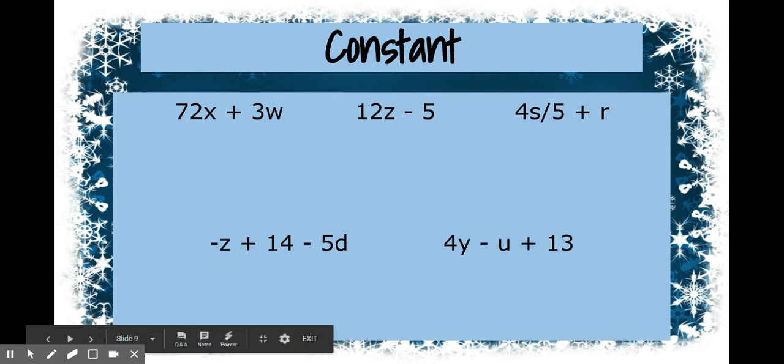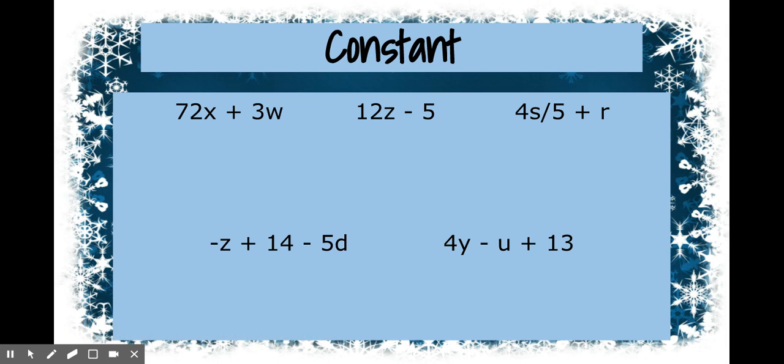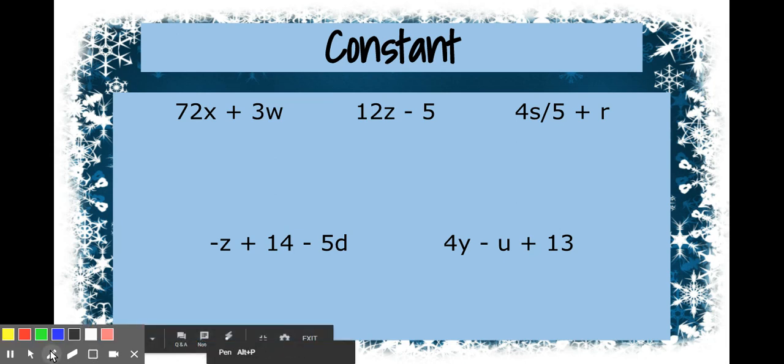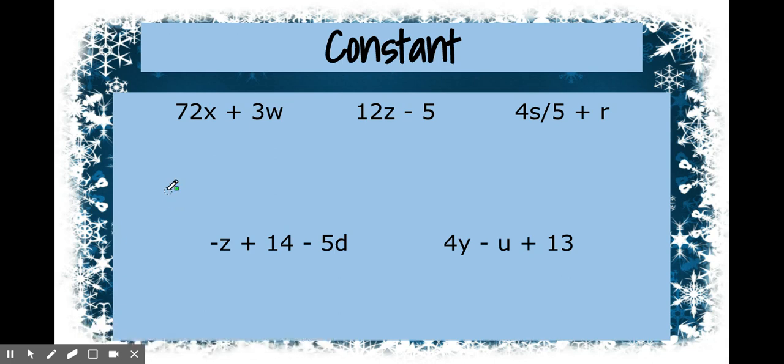We're going to look at the same examples, but this time instead of looking for a coefficient, we're going to be looking for the constants. So remember, a constant is a value that stands alone. Here I have 72x plus 3w. Neither my 72 nor my 3 are alone. They are both being multiplied by a variable. So this one has no constants.